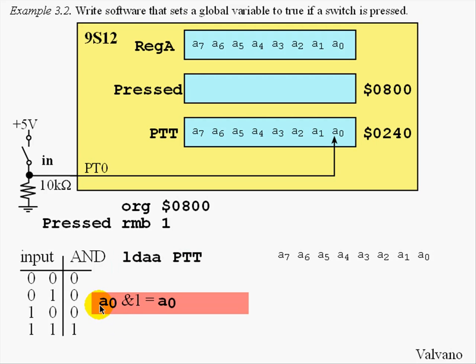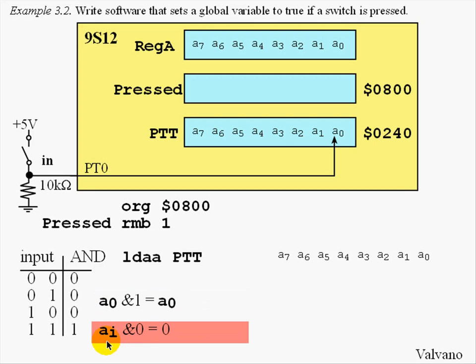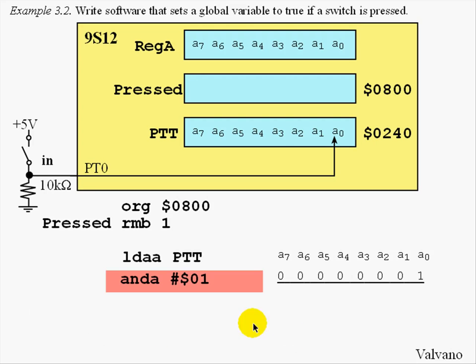For example, if we want to select bit 0, if we AND it with a 1, bit 0 AND 1 will be bit 0. But the other bits we're not interested in. The other bits, where i equals 1 through 7, we're going to AND with a 0, and this will cause those bits to become 0. Let's see how to do that in software.